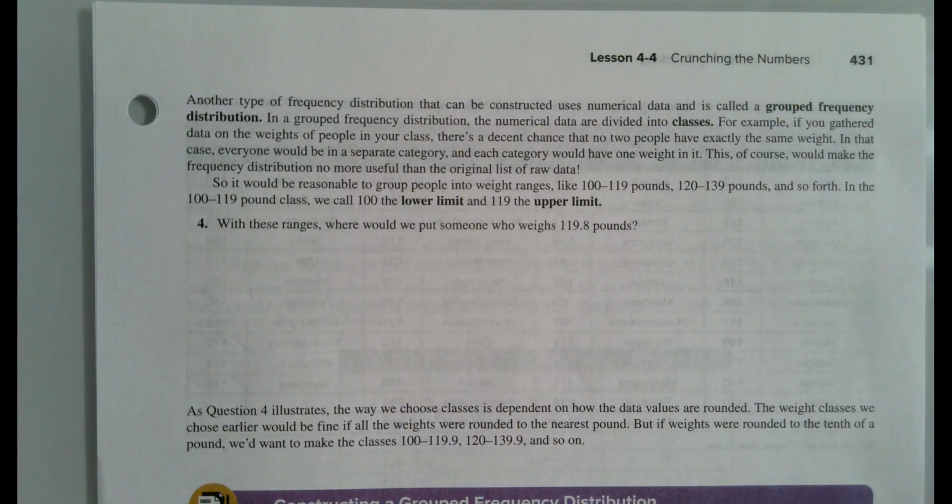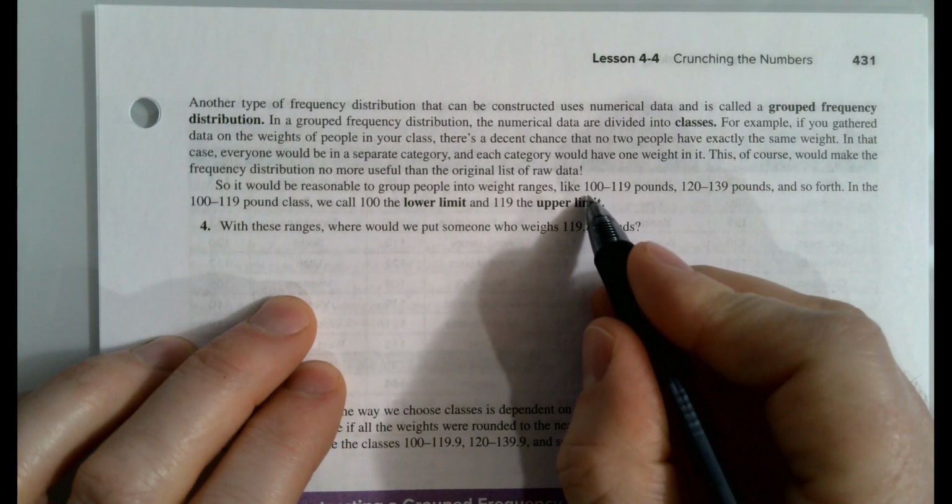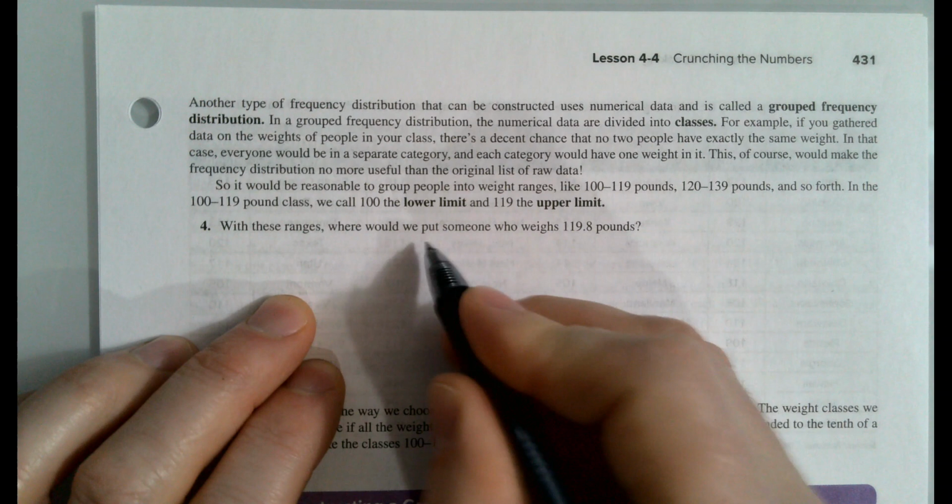And this shows up like in wrestling and in boxing. You pit wrestlers against each other that weigh roughly the same amount so that it's, quote, a fair fight. So we're grouping people into ranges of, say, a 20-pound range. That's what these limits are.